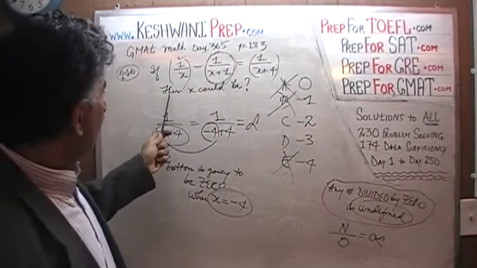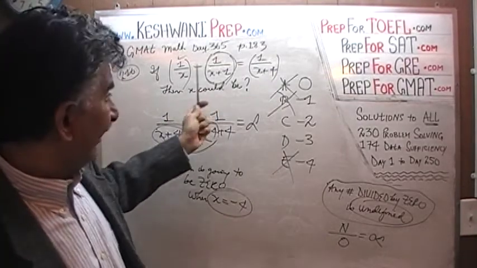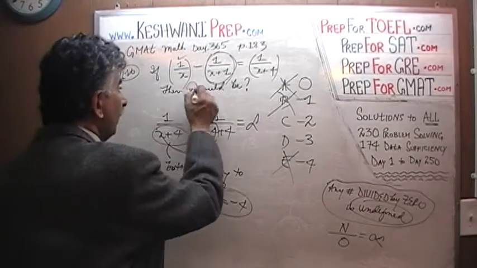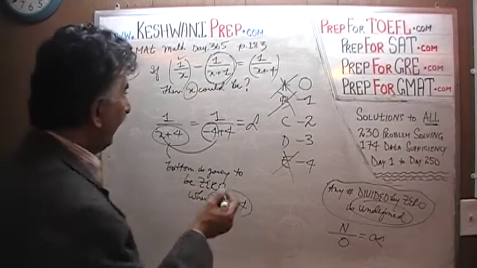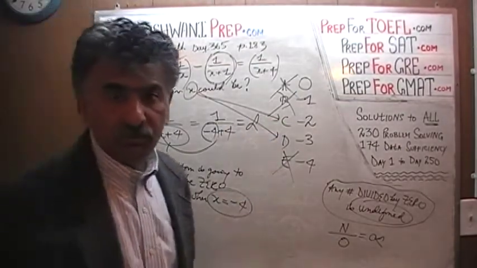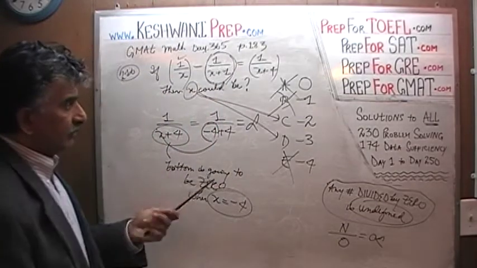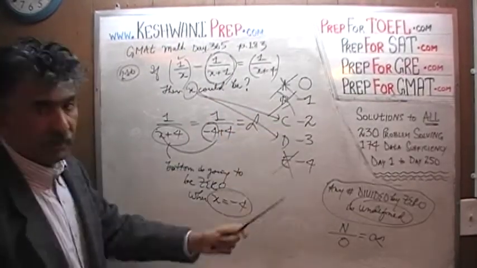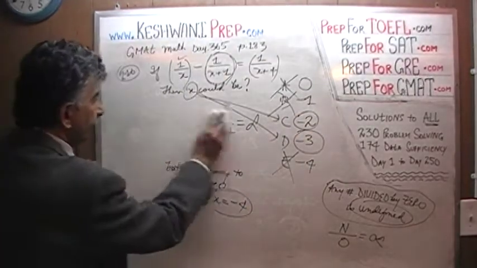And the question here is, if we are told that the equation holds, then x could be what? Well, we just found out that x only has two choices left. X is either negative 2 or negative 3. All the others are gone. It cannot be 0, it cannot be negative 1, it cannot be negative 4. All we're going to do is plug in both of these numbers and see which one works. Let's plug them both in.